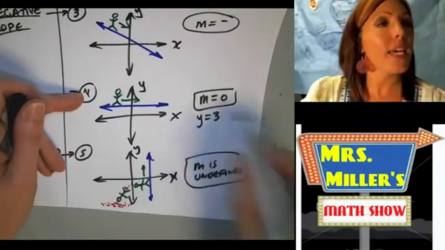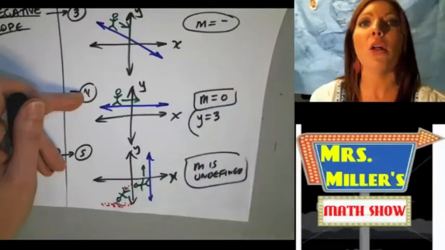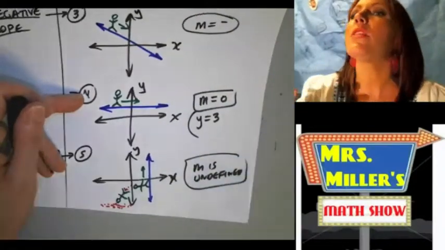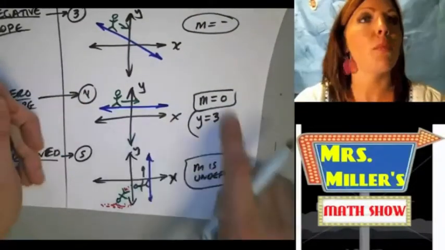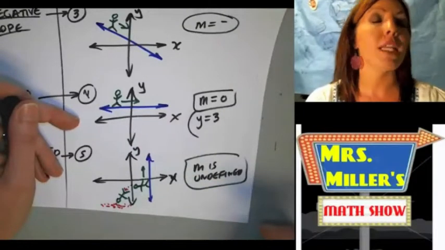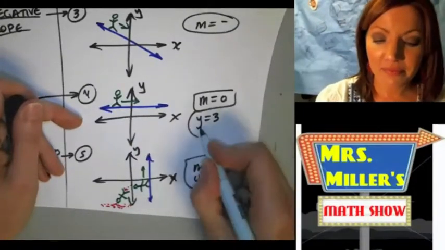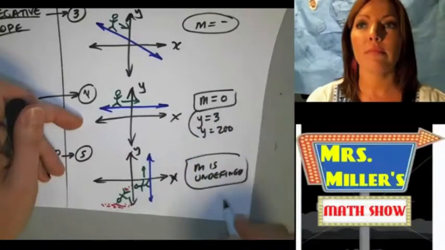Good, perfect. y equals 3. That would be a good example. Can anybody think of another one? It's y equals a number. Any number gives us a slope of 0. So what do you think, Alyssa? y equals 200. Good. Can you think of any others?